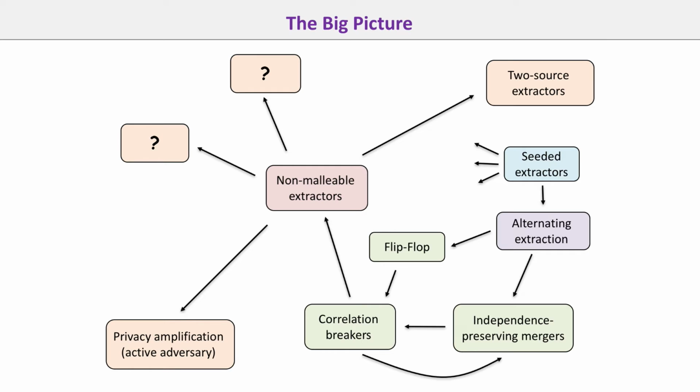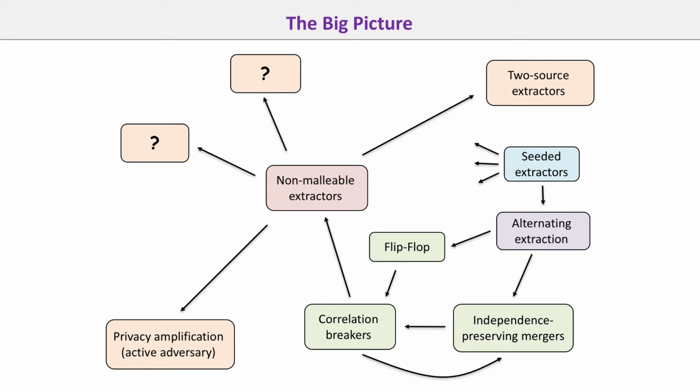But how do you construct the flip-flop primitive? You just do it. It's not going to continue. But the technique being used is alternating extraction, which, if I remember correctly, was introduced in the crypto setting, and was used also by Dodis and Wichs. And alternating extraction makes use of seeded extractors. And this I can blow up to another big picture.